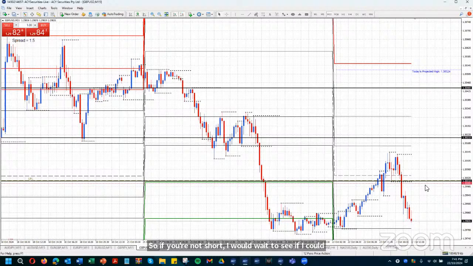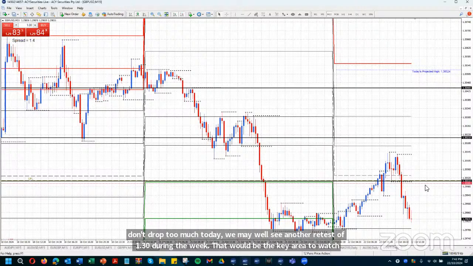We may well at least see another test of that area, unless we just drop today. If we don't drop too much today, we may well see another retest of 130 during the week. That would be the key area to watch now, to be resistance for a move down.